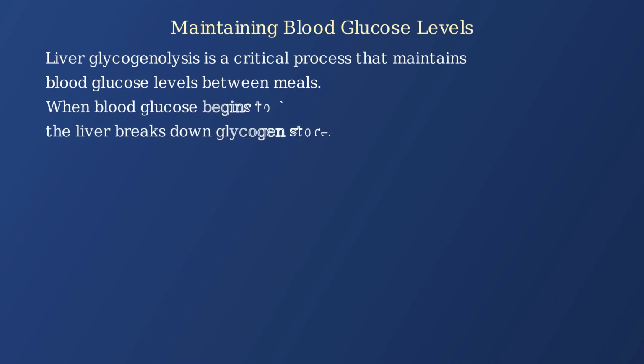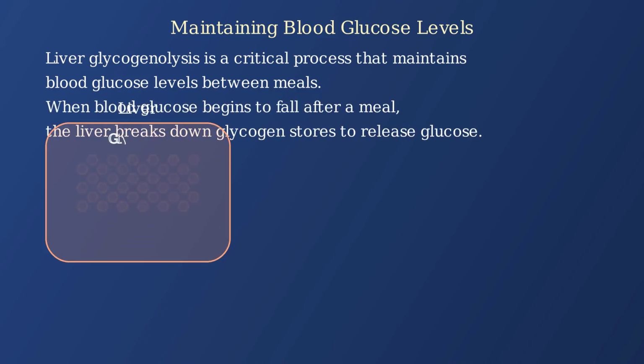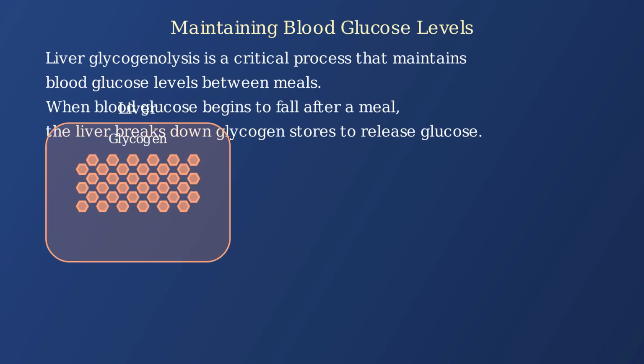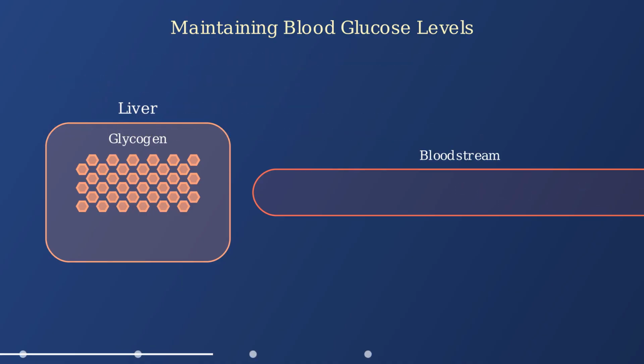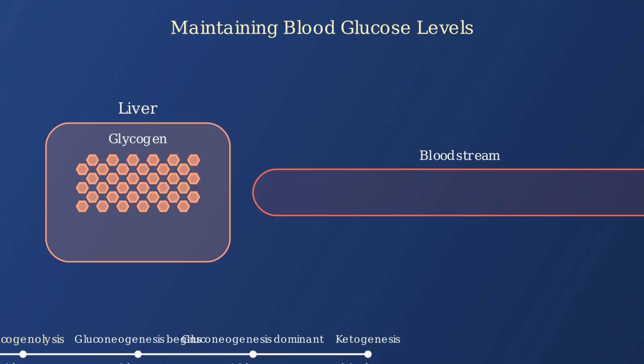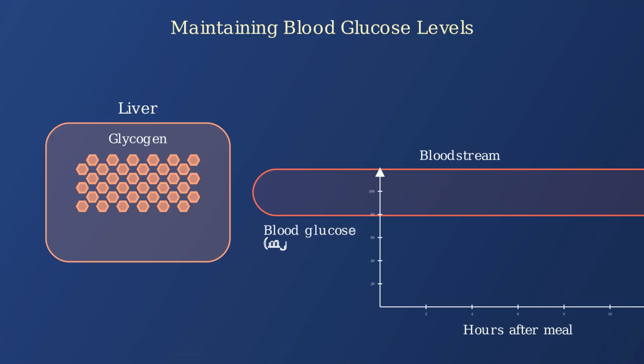When blood glucose begins to fall after a meal, the liver breaks down glycogen stores to release glucose. This released glucose enters the bloodstream, maintaining blood glucose levels and preventing hypoglycemia. Glycogenolysis is one of the body's first responses to declining blood glucose, occurring within a few hours after a meal and before gluconeogenesis becomes active. Without glycogenolysis, blood glucose levels would rapidly fall below the normal range, leading to hypoglycemia during fasting periods.